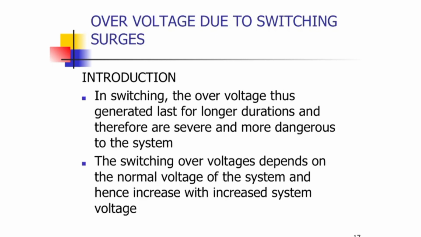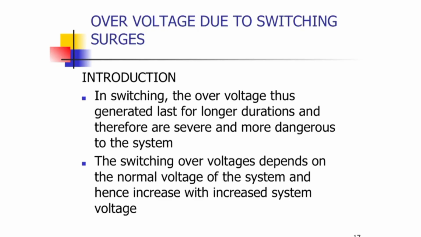Next, overvoltage due to switching transient. The two main causes of overvoltage are: first, internal cause, and second, external cause. The external cause comes under lightning, which we have discussed previously. Now we are switching towards internal cause. Internal cause is mainly due to switching surges. For switching surges, we'll see just an introduction.